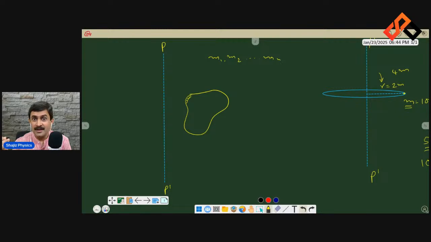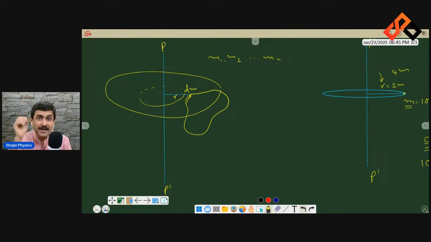Or we can take the concept of integration here. Let a small such particle have a small elementary mass dm, and it is at a distance r from the axis of rotation. This be r. Now, whenever this object is rotating about this axis, this small element dm also rotates about the axis of rotation, the same axis PP dashed.